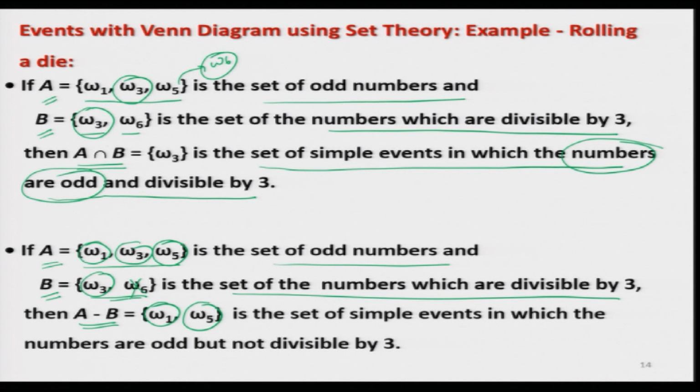So this A minus B event will consist of 2 points, omega 1 and omega 5, which is essentially the set of simple events in which the numbers are odd but not divisible by 3. So you can see you have obtained what exactly you wanted, depending on your objective, right.